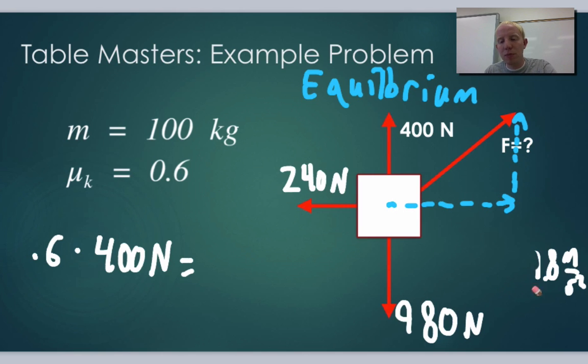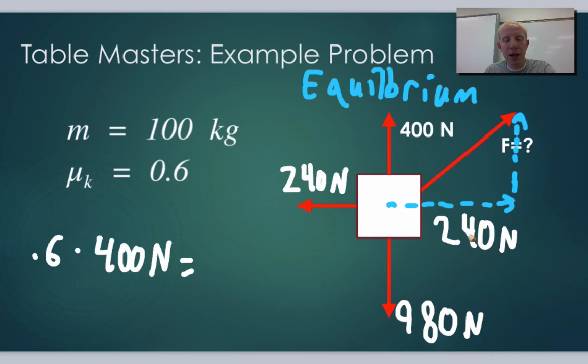Now let's find those components that we'll need for the applied force. The x component is relatively easy. If there's 240 newtons going left, there needs to be 240 newtons going to the right. So the x component force will be 240 newtons. Now if there's 980 newtons going down, there should be 980 newtons going up. But there's 400 newtons from the normal force, which means this force going up will be what's left over, which will be 580 newtons.